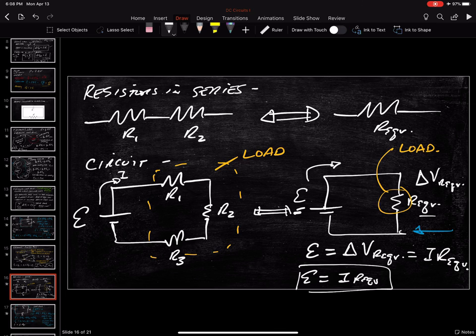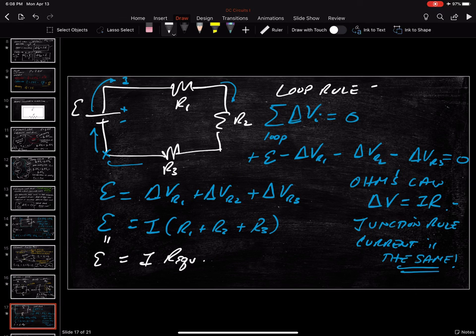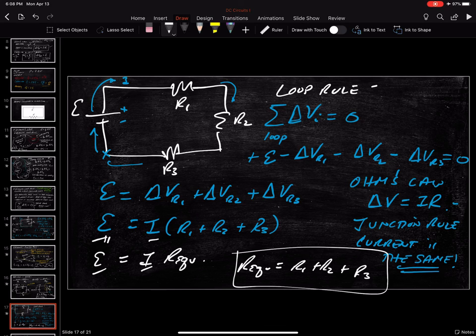So by defining it in this way, these things are the same, and these are the same, so this tells me that my R equivalent is equal to R1 plus R2 plus R3. Okay? So this is resistors in series.